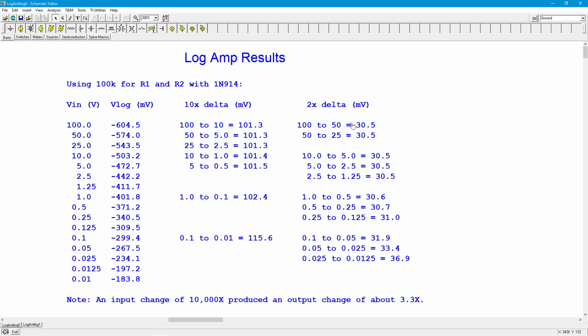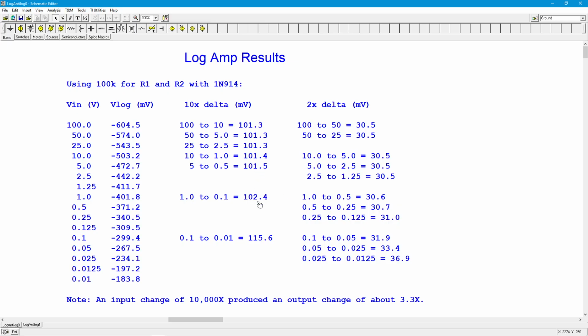And I've also looked at factors of 2, right? 100 volts to 50, I get 30.5 millivolts. 50 to 25, I get 30.5 millivolts. I go from 10 to 5, I get 30.5. I go from 5 to 2.5, I get 30.5. I go from 2.5 to 1.25, I get 30.5 millivolts.